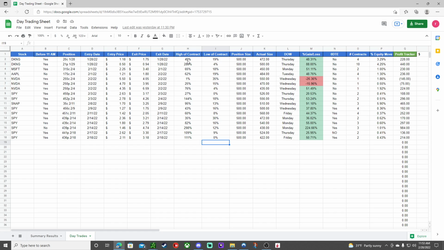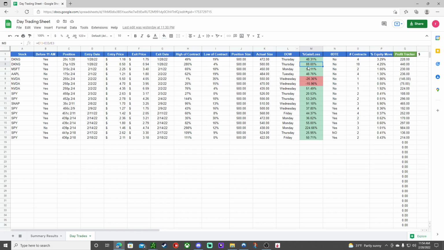Anyways, the high of the contract is the high after you got in the trade. So after the trade was triggered, and I'll show you what that means in a second. That's the high of the contract, not the high from the low of the bottom of the day to the high of the day. No, it's the high of the contract after you would have gotten in. So even though on this trade you got 88% here, the high of the contract still was 280.